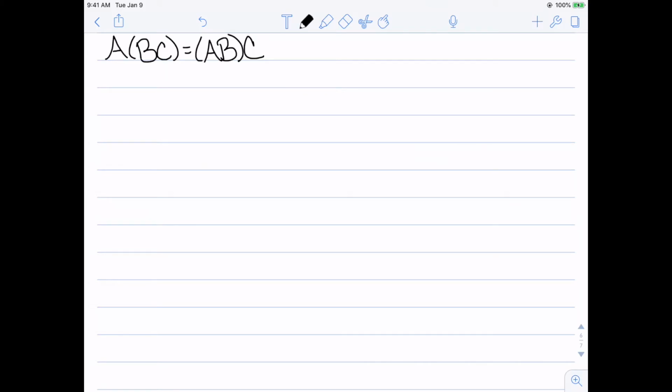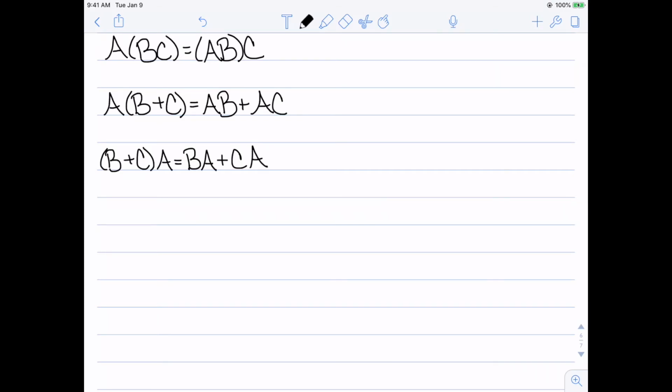The first one, A times BC is equal to AB times C. While I don't have commutativity, I do have associativity. So we do know that this one is true, assuming that A, B, and C have appropriate sizes for this to be defined in the first place. The next one is a distributive property. A times B plus C is equal to AB plus AC. And equivalently, we have that B plus C times A is equal to BA plus CA.